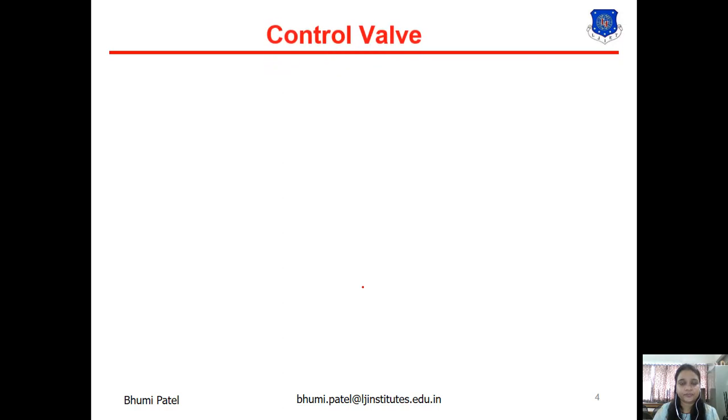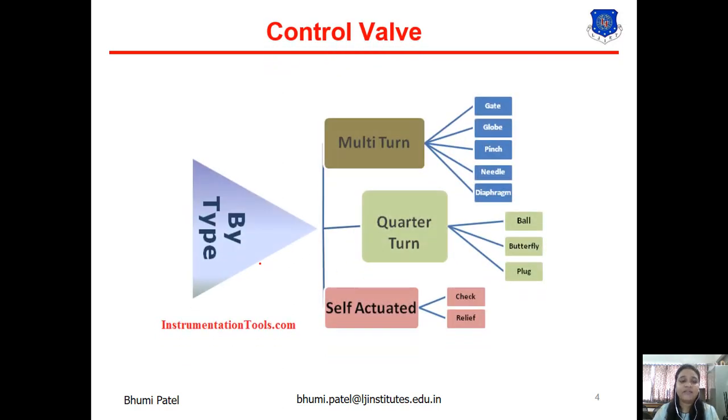Now next, control valves classified by their type. Generally control valves are classified into three types: multi-turn, quarter turn and self-actuated. Gate valve, globe valve, pinch valve, needle valve and diaphragm valve are the types of multi-turn valve, because in these valves the rotation motion allows the valve to be rotated through multiple turns. So these are the types of multi-turn valve.